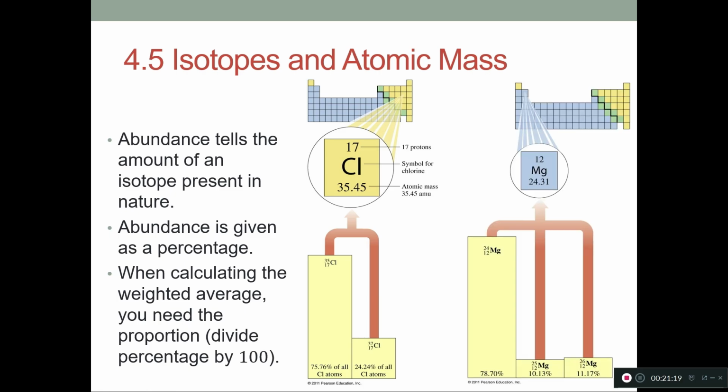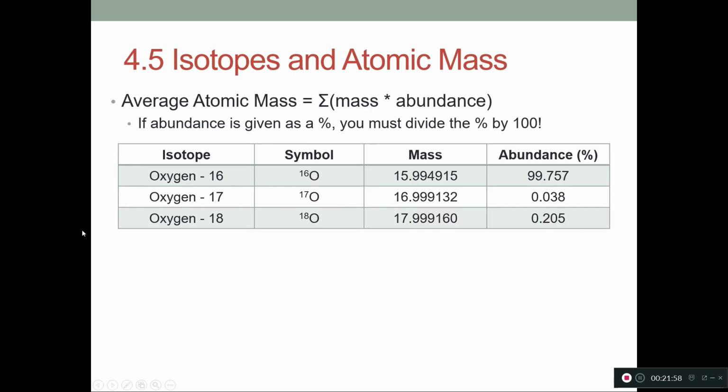For instance, magnesium: we see that its atomic mass is 24.31. This one that's 24 is the most abundant, but we also have 25 and 26 on here, and so that's going to pull the weight higher than just 24. We also see that these abundances are given in percentages, but when we want to calculate the weighted average, we need to turn those into proportions, and we do that by dividing the percentage by 100.